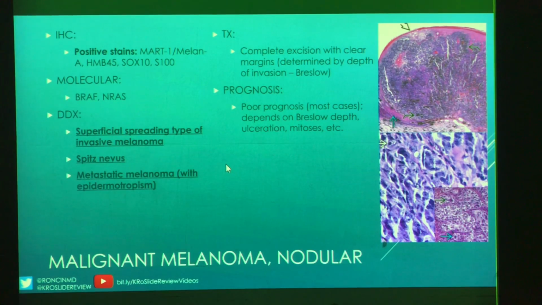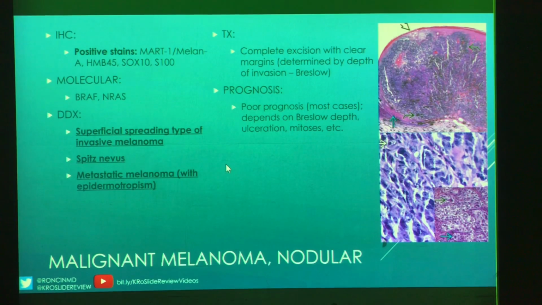Treatment is complete excision with clear margins. The Breslow depth of invasion determines how wide the margins have to be. Even if they have technically clear margins, which in our case it wasn't, there was still tumor at ink, but if they have clear margins that aren't 5 centimeters out, they're going to go back and do a wider ellipse, okay?